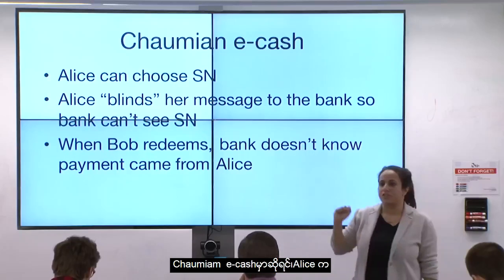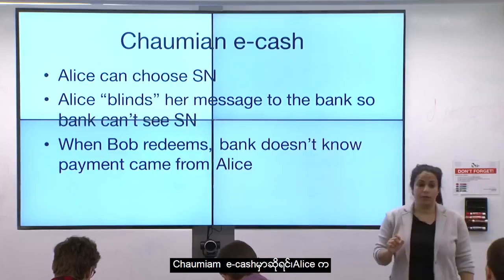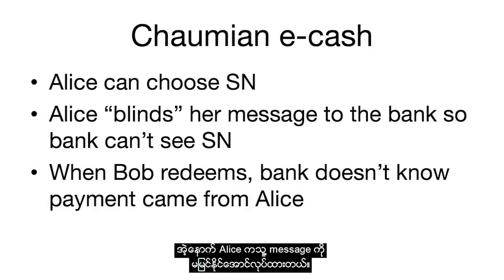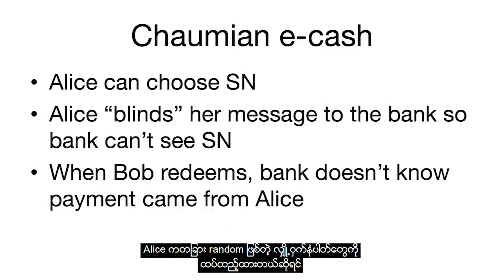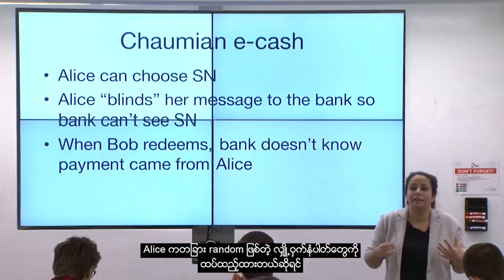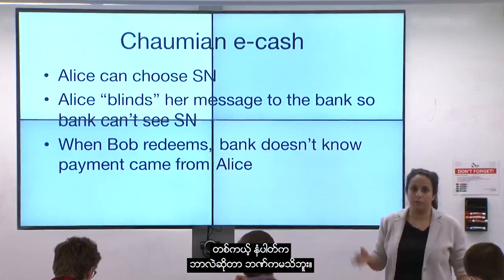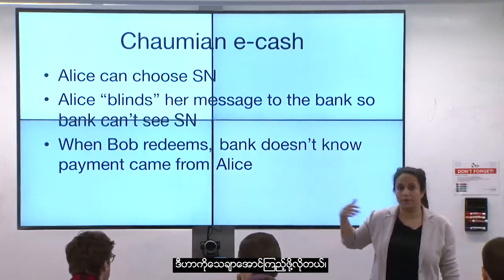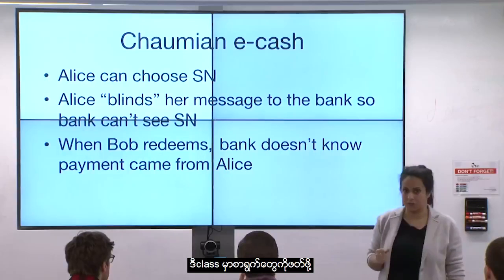So in Chaumian eCash, Alice chooses the secret number that represents a coin, and then Alice blinds her message. Alice adds some randomness to the secret number such that the bank doesn't know what that number actually is. We'll get into more detail about exactly what that means. It's all in the paper that was assigned reading for this class, so make sure that you take a look at it.